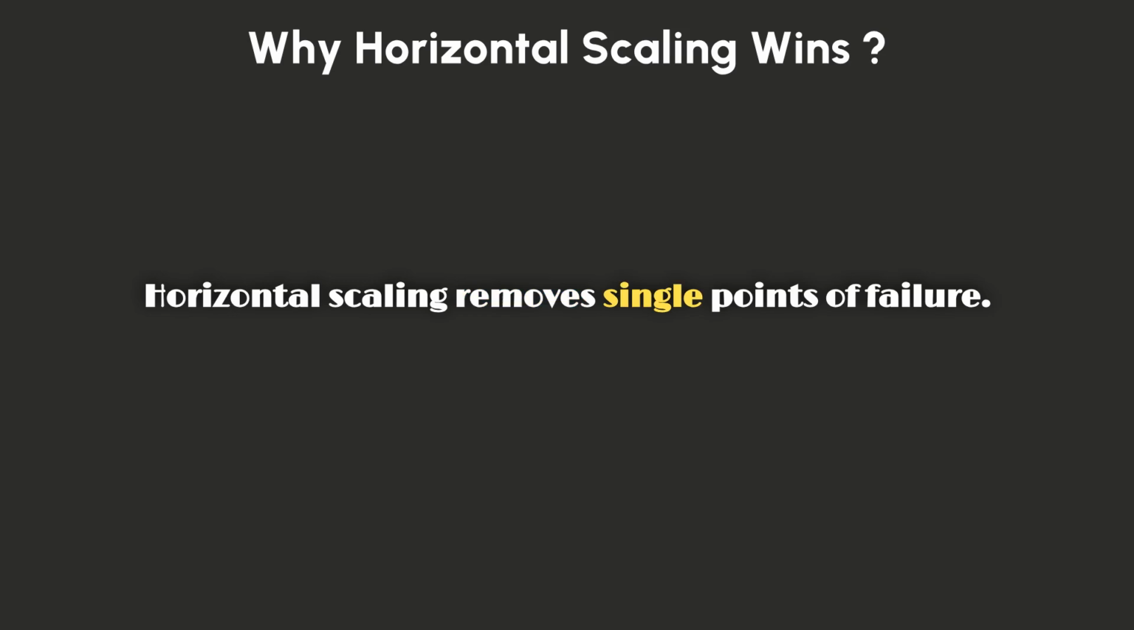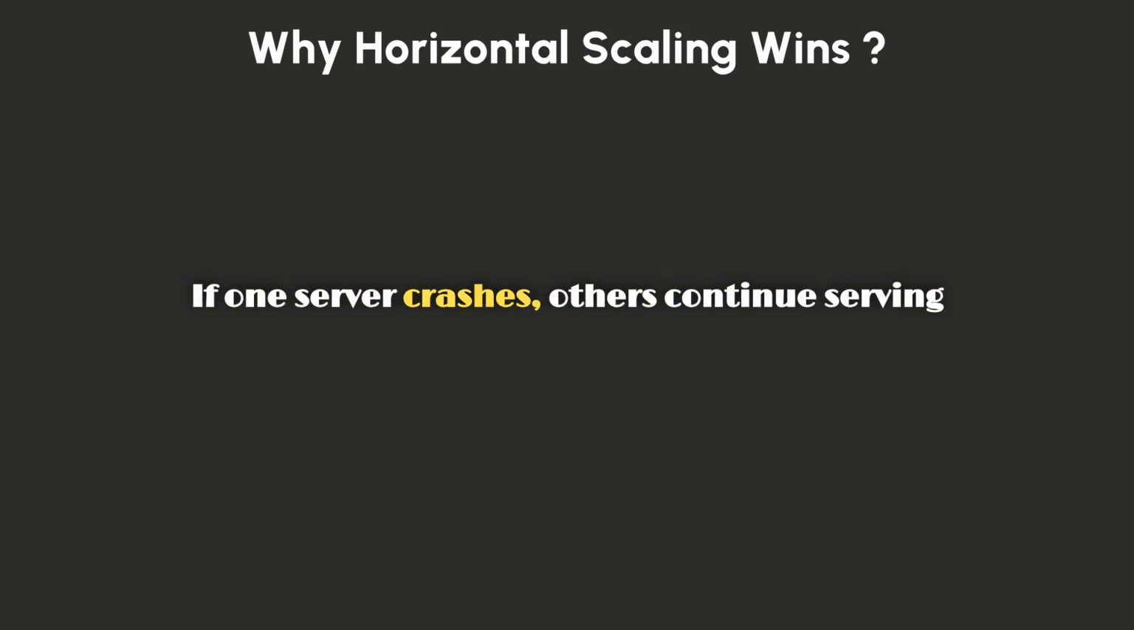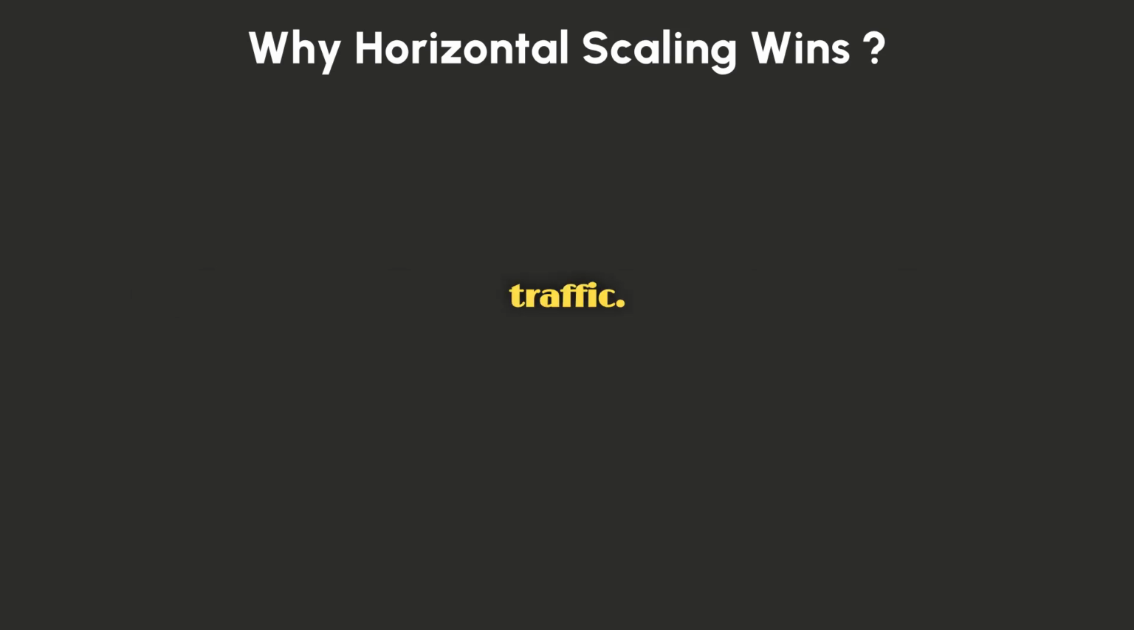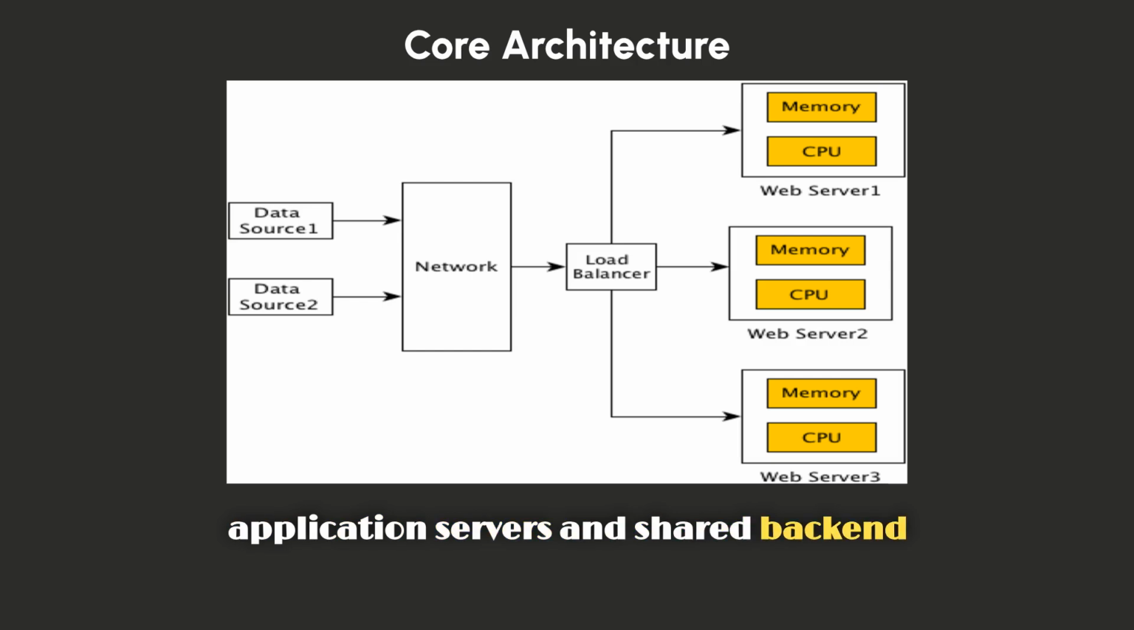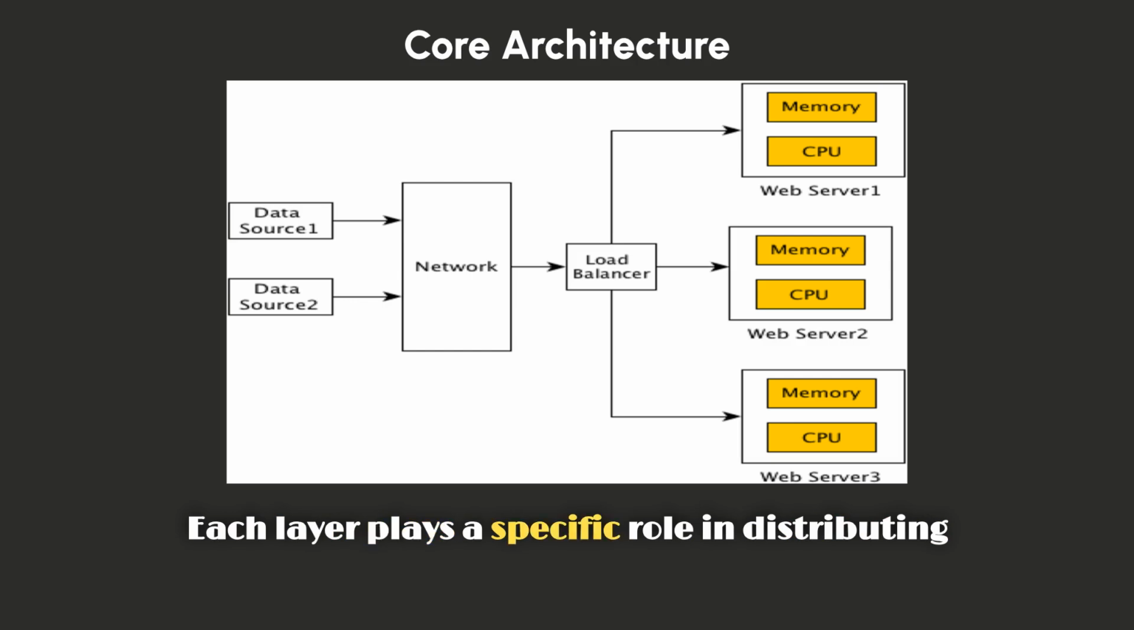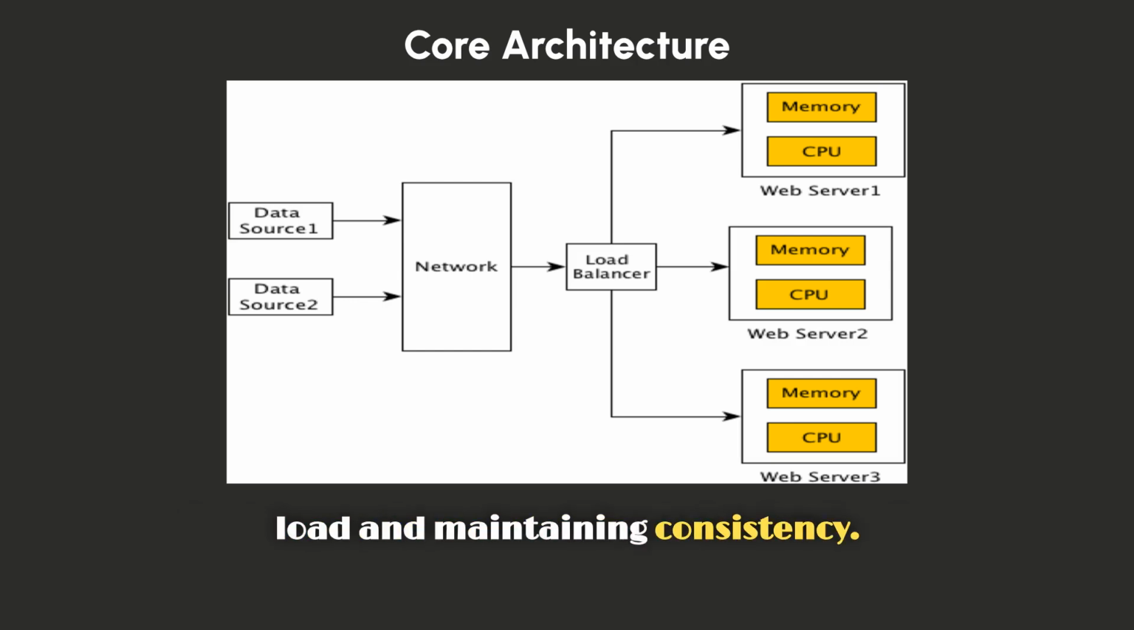Horizontal scaling removes single points of failure. If one server crashes, others continue serving traffic. A horizontally scaled architecture typically includes a load balancer, multiple identical application servers, and shared backend services, such as databases and caches. Each layer plays a specific role in distributing load and maintaining consistency.